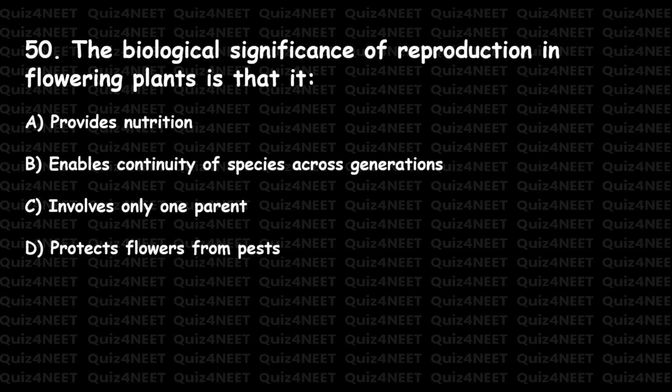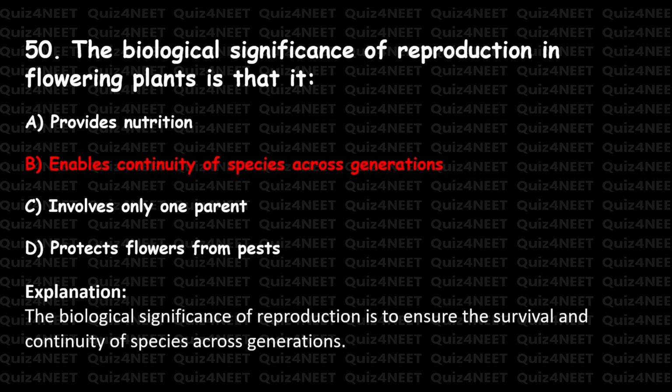50. The biological significance of reproduction in flowering plants is that it A. provides nutrition, B. enables continuity of species across generations, C. involves only one parent, D. protects flowers from pests. Right answer, B. enables continuity of species across generations. Explanation: the biological significance of reproduction is to ensure the survival and continuity of species across generations.